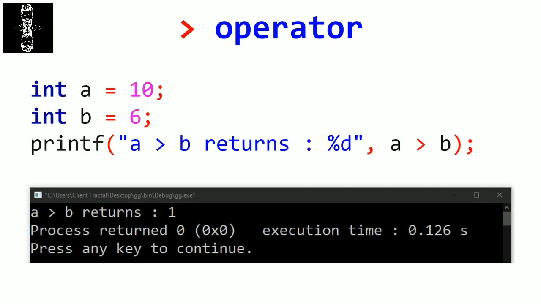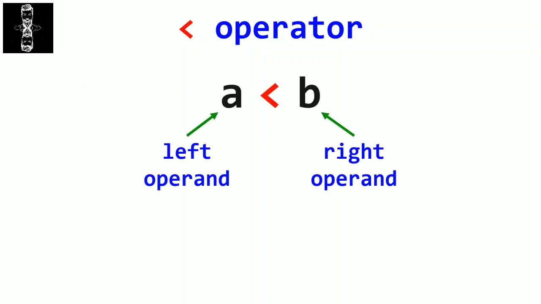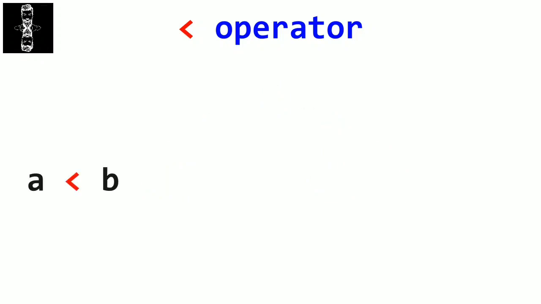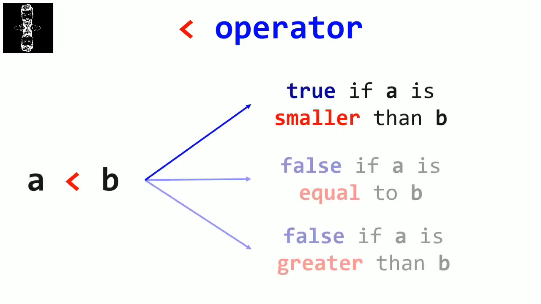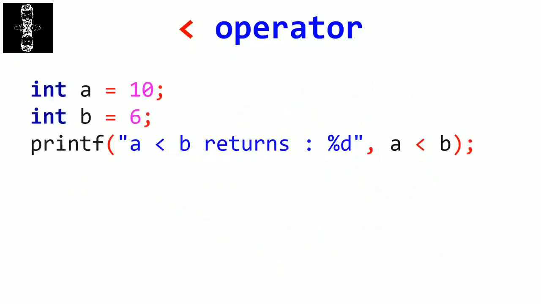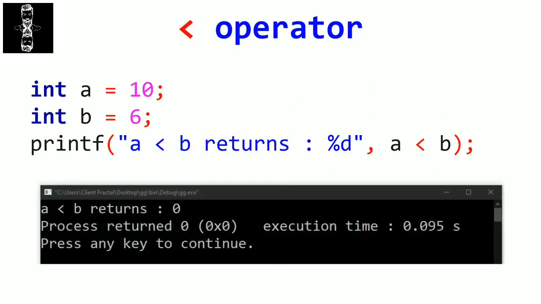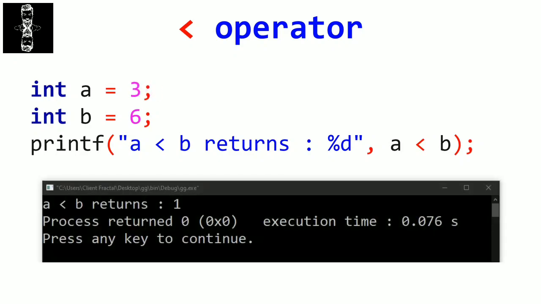Next operator is the smaller than operator. It's represented by this symbol. This one is the opposite of the previous one. This one returns true only if the left element is strictly smaller than the right one. So if it's equal or greater than the right one, it returns false. So if we try it in our last example, a is smaller than b returns false, because 10 isn't smaller than 6. But if we change the value of a to 3 for example, and we compile again, we get true.